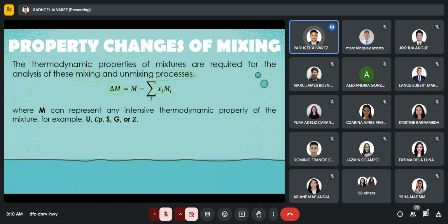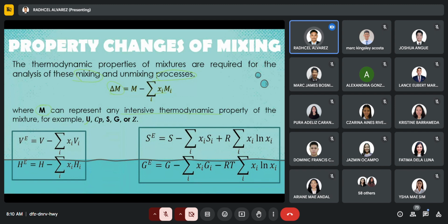Where M here, like I said earlier about excess properties, this M can be any intensive thermodynamic property. So it can be internal energy, enthalpy, entropy, and Gibbs free energy and such. So when we substitute, let's say the property change or excess volume is equal to the volume minus the summation of xi vi. We will just compare this to our general formula for mixing processes. That's how we got these equations.